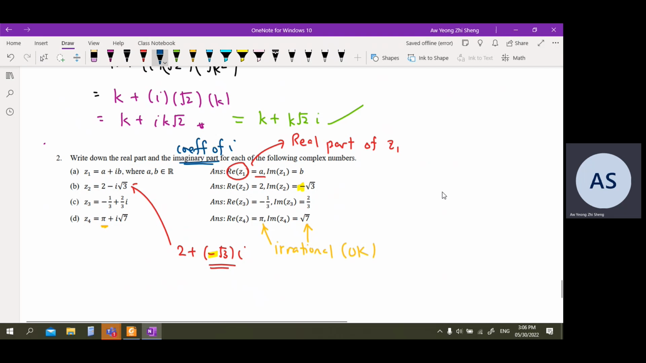As long as a complex number can be written as x plus yi, where x and y are both real, then it is a valid complex number. And recall that real numbers include rationals and irrationals. So it is okay for your x or y or both x and y to be irrational. There's nothing wrong with having a pi here as the real part. Although pi is irrational, there's nothing wrong.